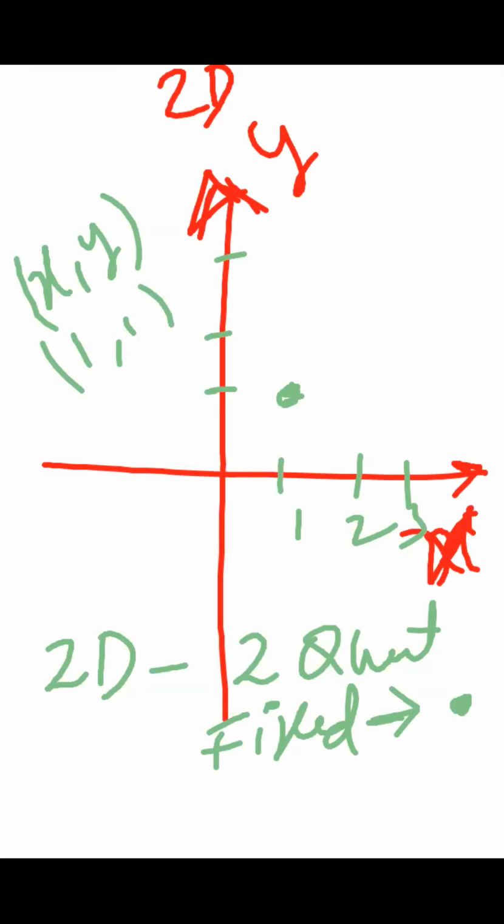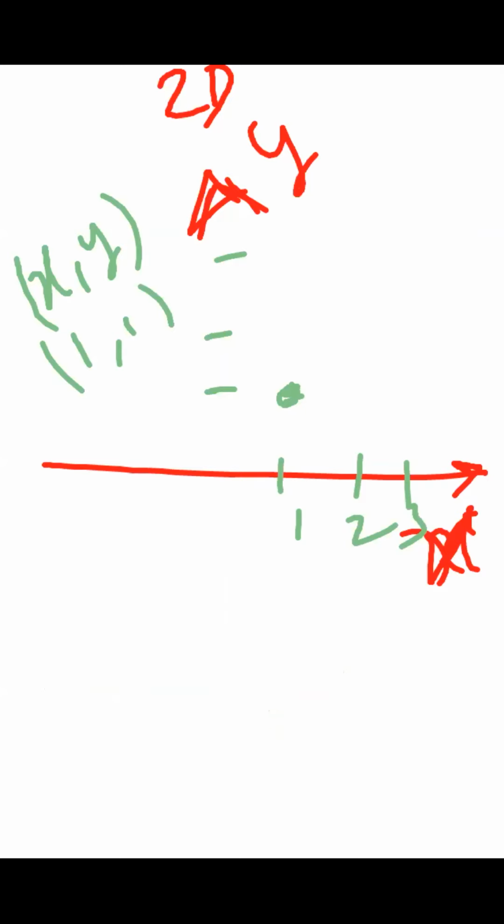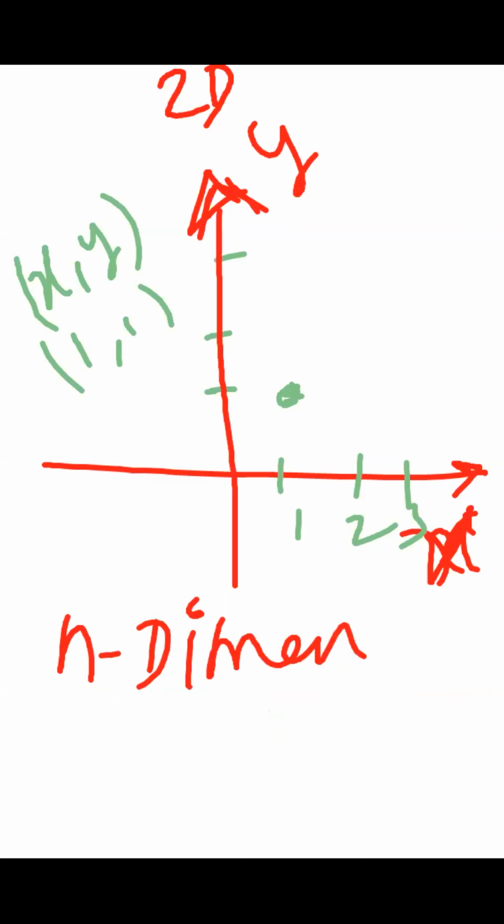So what is the final observation? The final observation is, in an n-dimensional coordinate system, if n parameters are given, say x, y, z like that, if n quantities are given, then you will get a point.